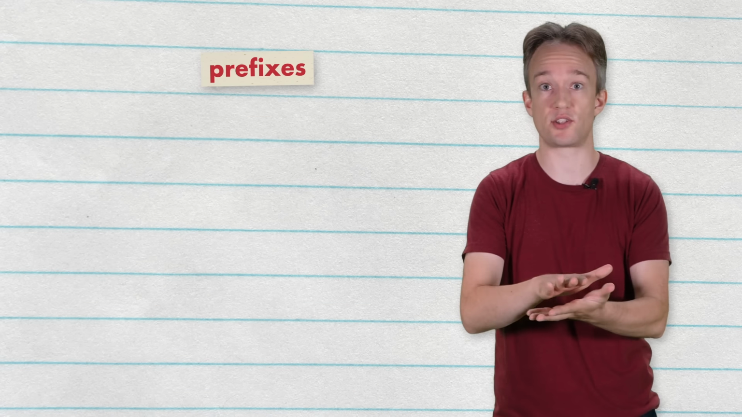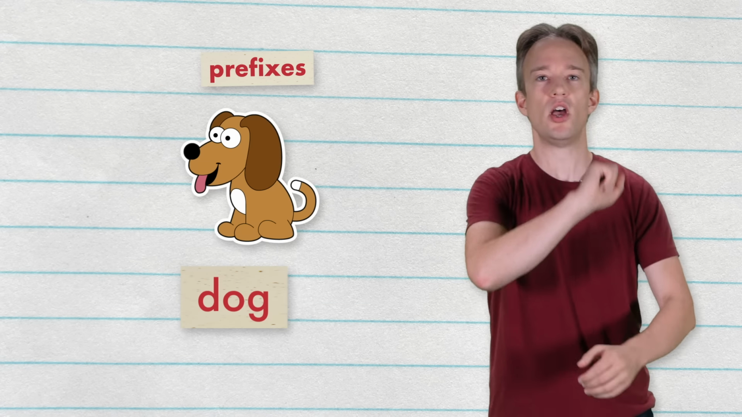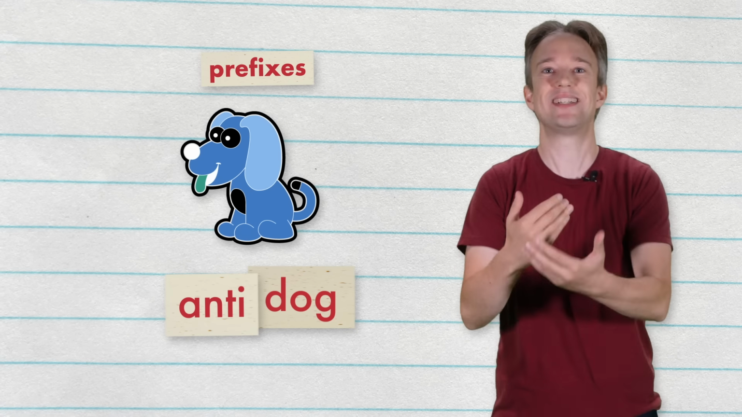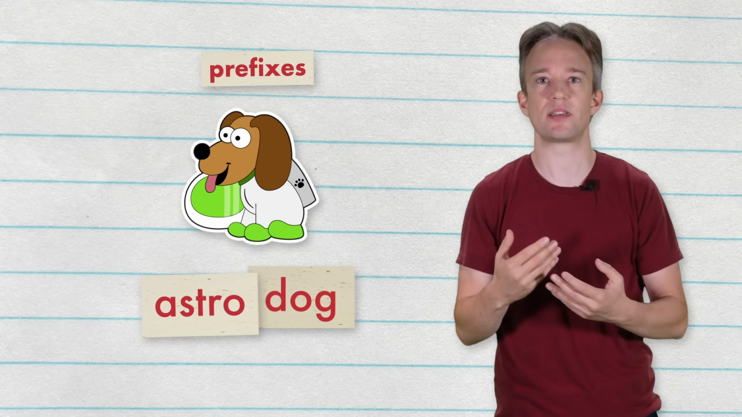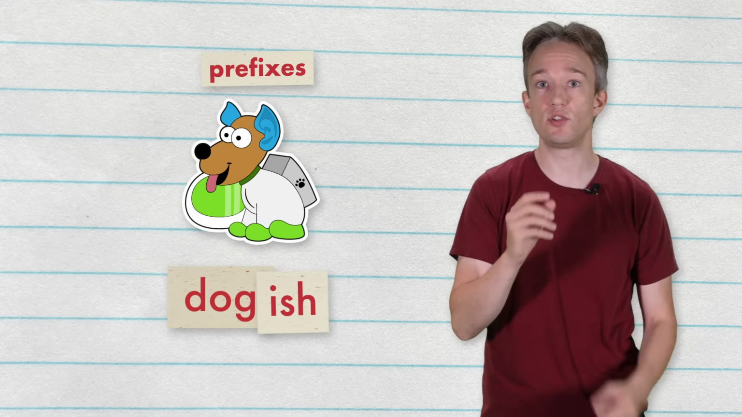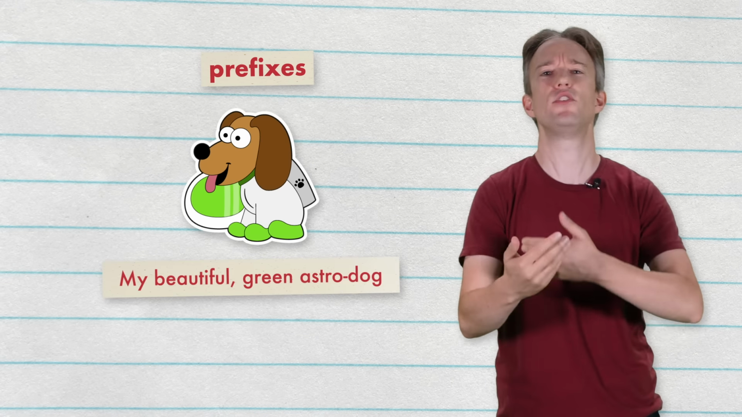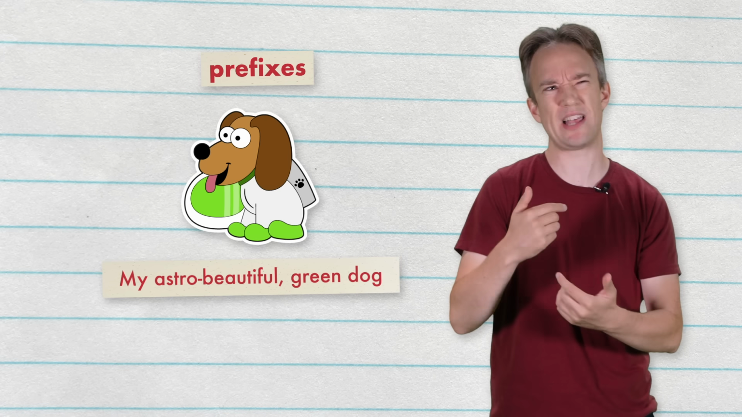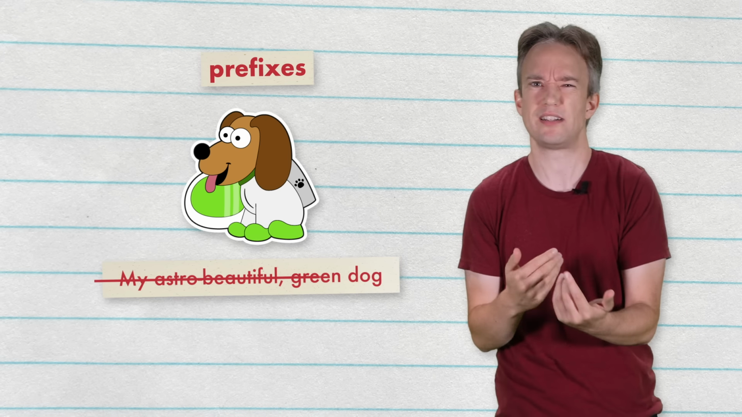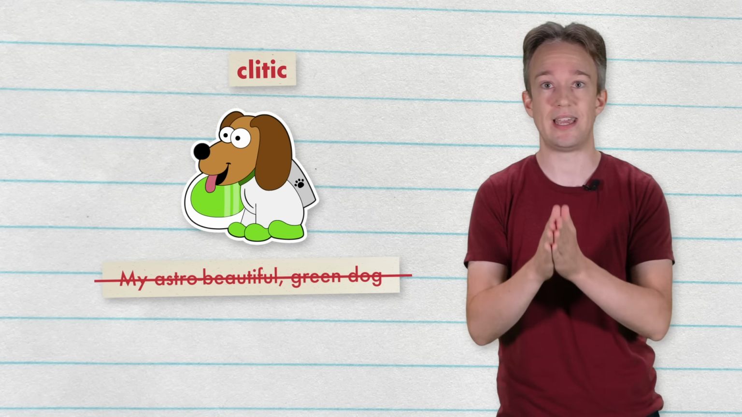So using a prefix or affix, you can go from a dog to a proto-dog, or an anti-dog, or an astro-dog, or you can say that something is dog-ish. Those all attach to the word dog. If you add some detail, you say, my beautiful green astro dog, not my astro-beautiful green dog. That doesn't work. For a clitic, it's different.